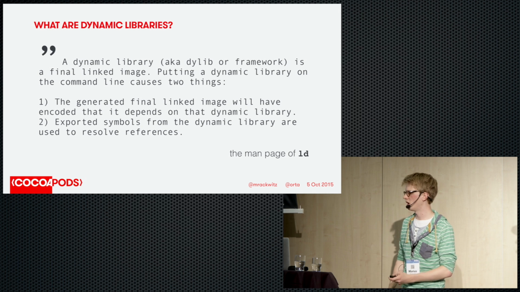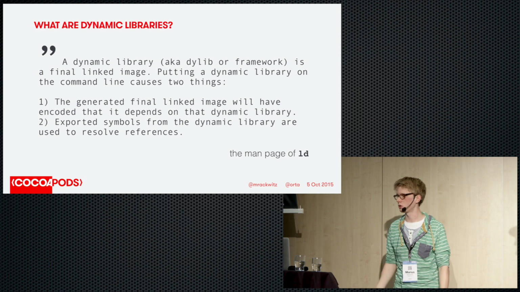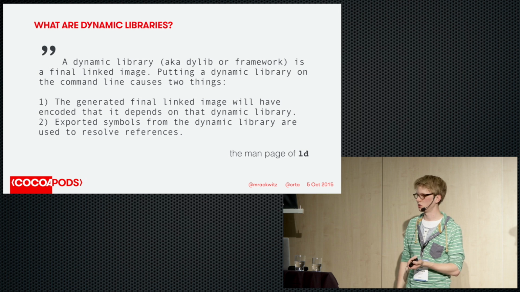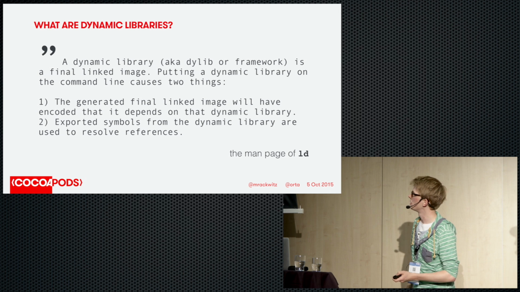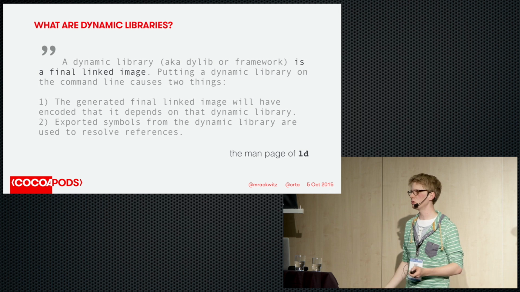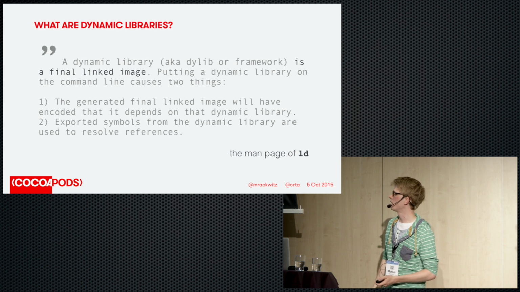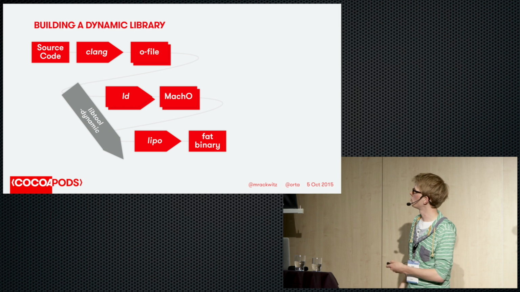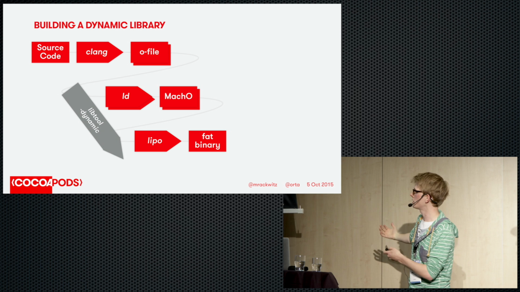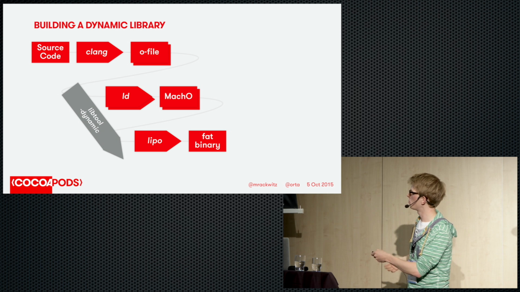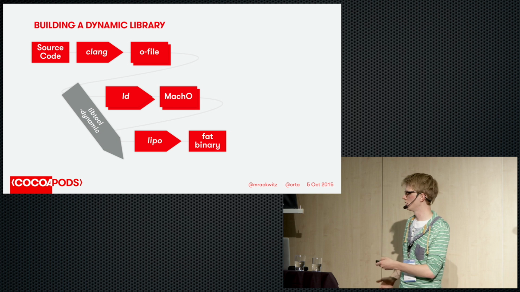But what's dynamic linking, or what are dynamic libraries? And in comparison to the static linking, we see here from the man page this important detail. It's a final linked image, so the linker ran on it. So here again, this little diagram, we compile our source code, and then we run the linker over it, and then we have the Mach-O object file, which has a header with some meta information like dependencies and stuff like that. And we repeat this whole process again for every architecture we need.